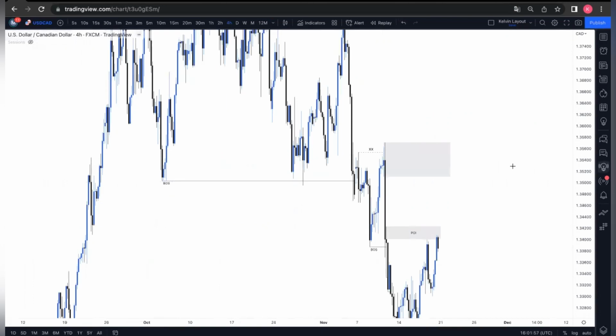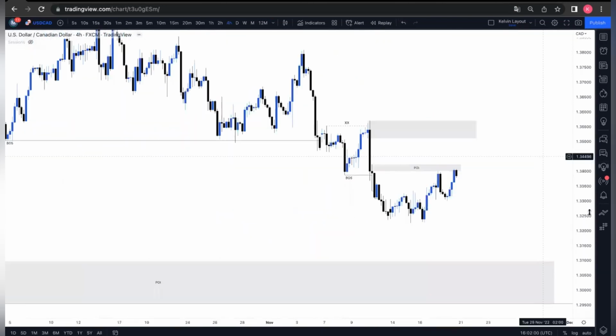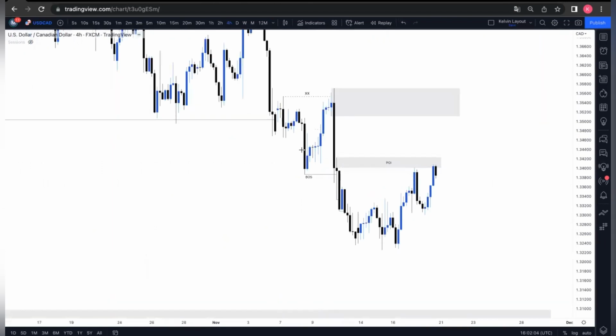If I zoom in, we can clearly see that recently we just had this very nice break of structure on the 4 hour time frame right here, right?